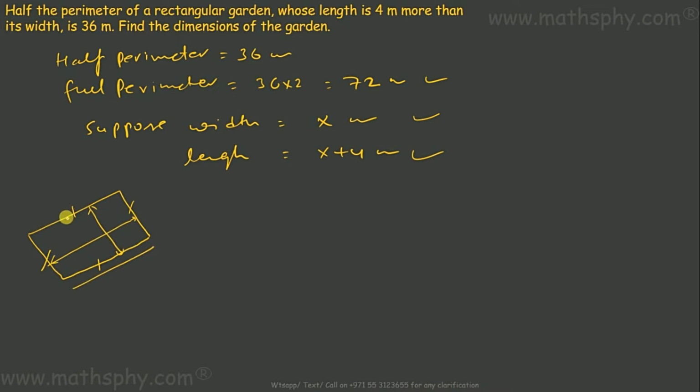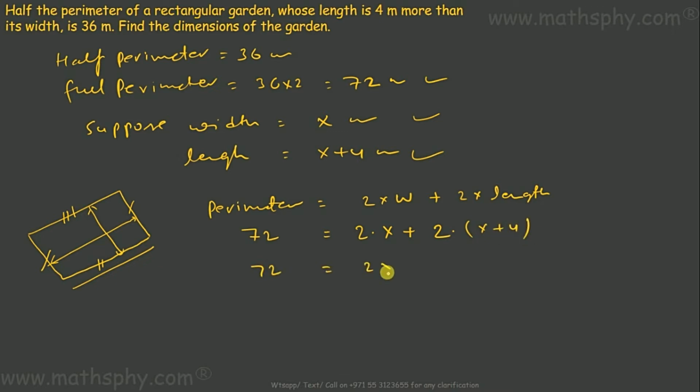This would be equal to this, and this would be equal to this. Means I'll write like this. Perimeter is 2 into width plus 2 into length. Width, width, length, length. Perimeter is 72. 2 into width means 2 into x, width is x, plus 2 into length, length is x plus 4, x plus 4. 72 will be equal to 2x plus 2x plus 8.